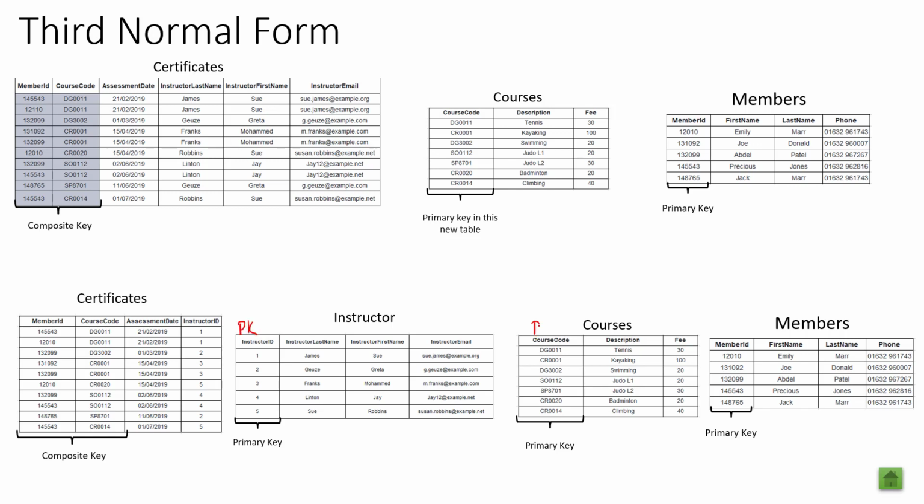I've got my course code primary key involved. I've got my members primary key involved. And in here, member ID now is a foreign key as it was before. Course code is a foreign key as it was before. Assessment date is wholly dependent again on member ID and course code, so it has to stay there. And the instructor ID, that now is another foreign key. So these four tables have been created.